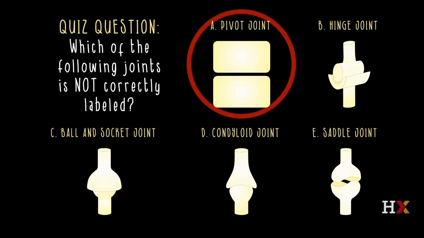And A is incorrectly labeled. What's shown is a plane joint which permits gliding and not a pivot joint which would allow rotation. We'll be spending most of the rest of this module on ball and socket joints because they're the most mobile of the synovial joints, and any motion that occurs at any joint occurs at a ball and socket joint. So examples of ball and socket joints would be the shoulder joint and the hip joint.